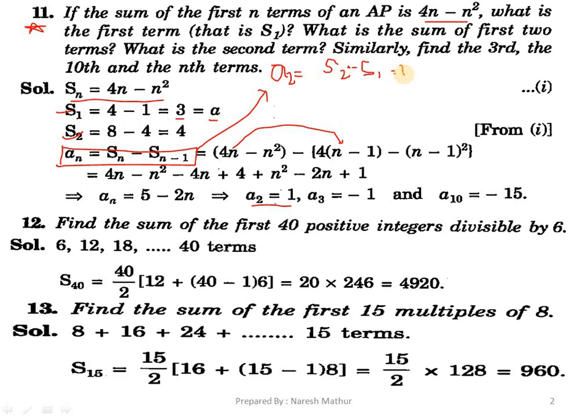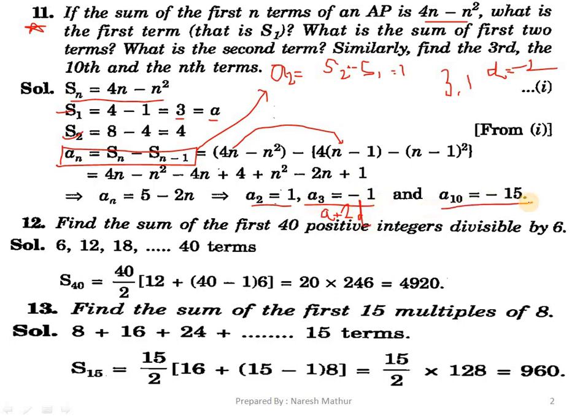Now we have to find the third, 10th and nth terms. For the third term, see, the first term a is 3 and the second term is 1. It means the common difference is minus 2. Now we can get the third term by a plus 2d. a3 equals a plus 2d, that is 3 plus 2 into minus 2, which is 3 minus 4, that is minus 1. That is our a3.